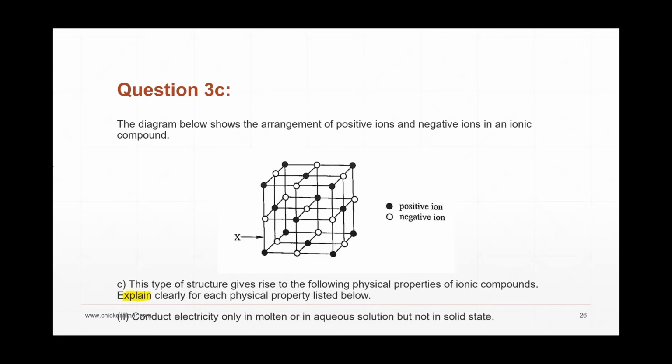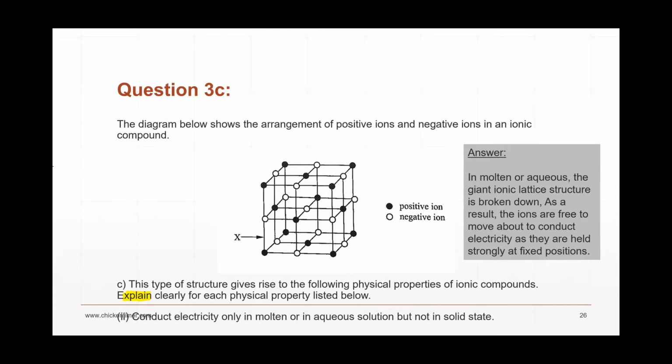Yeah, very good. Close. In molten or aqueous state, the giant ionic lattice is broken down. As a result, the ions are free to move about to conduct electricity. Oh, wait, I typed wrongly. They are not held strongly at fixed positions. Next.